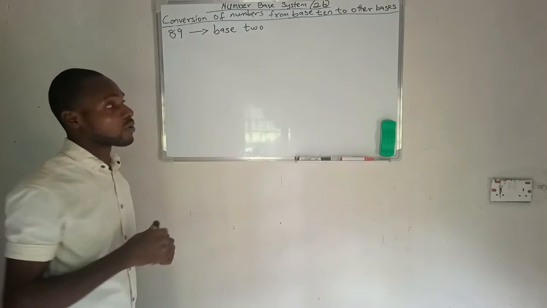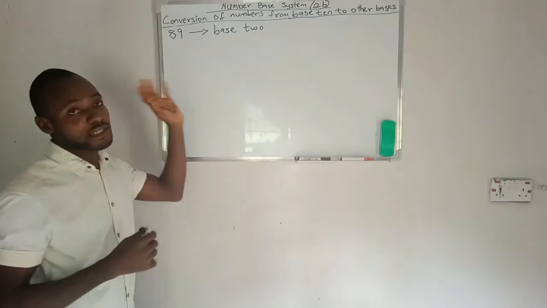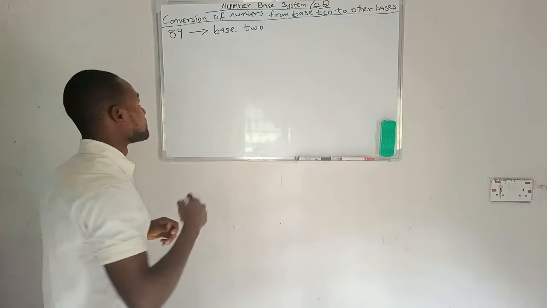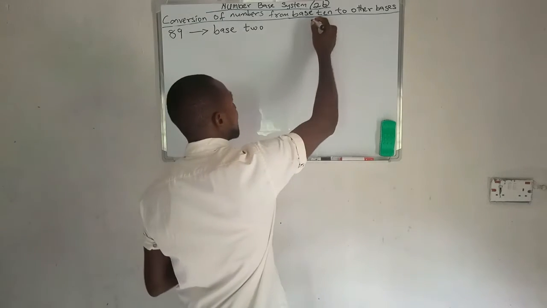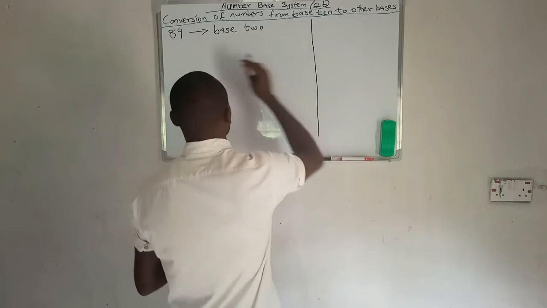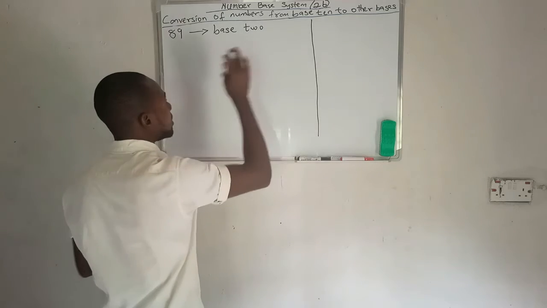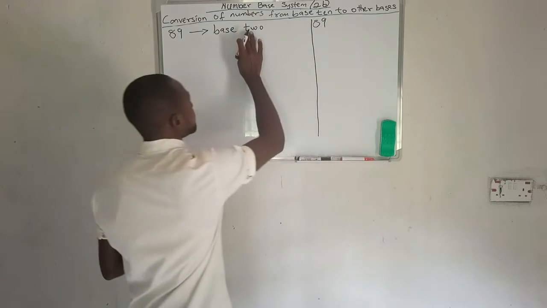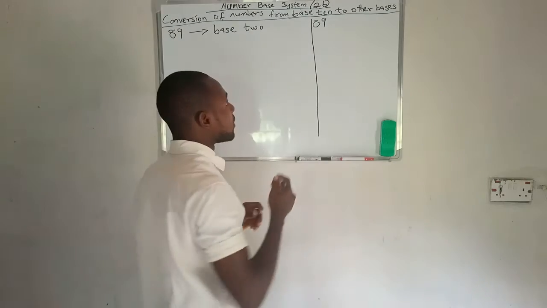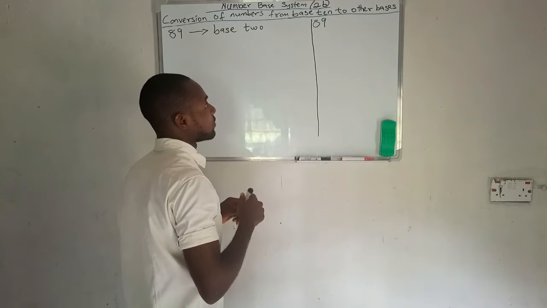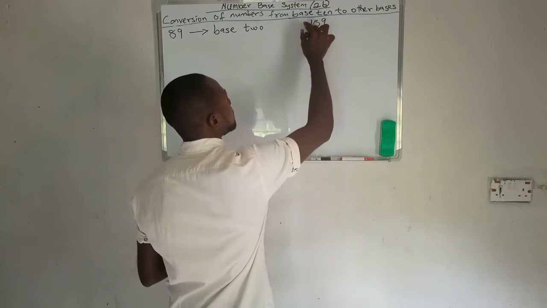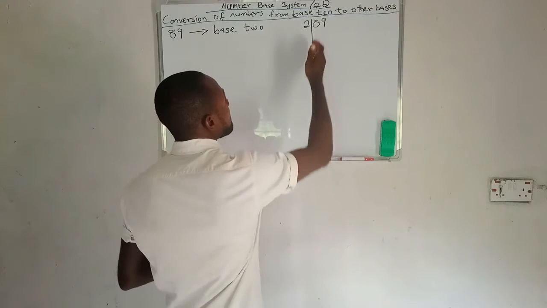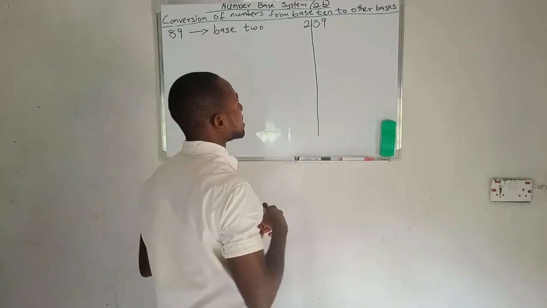Whenever we want to convert from base 10 to other bases, what we do is divide. So let's have a line here, and we want to convert 89 base 10 to base 2. We'll write 89 here, and we'll use the base to divide the number until we have 0. So let's see how we divide. We have 2 here. We want to use 2 to divide this number.